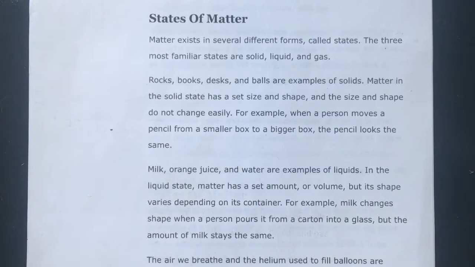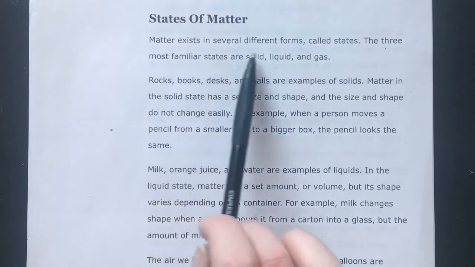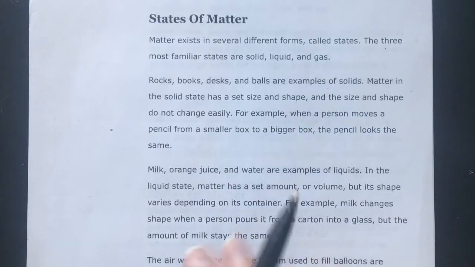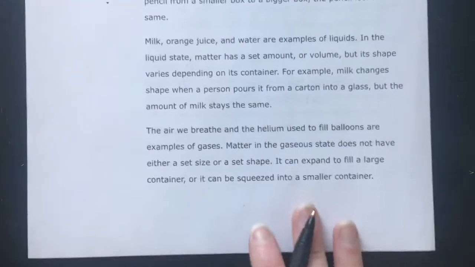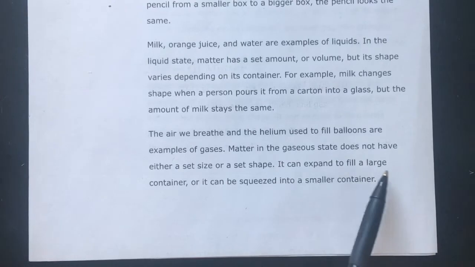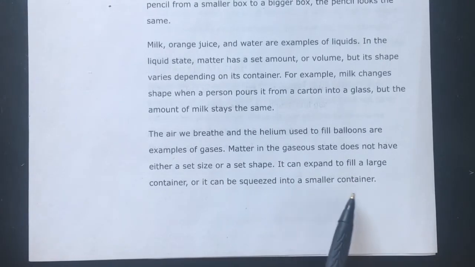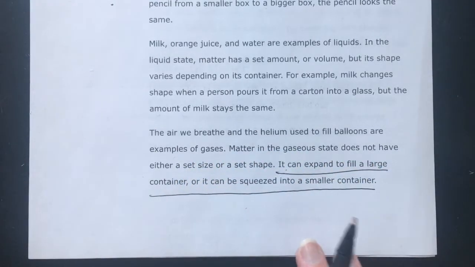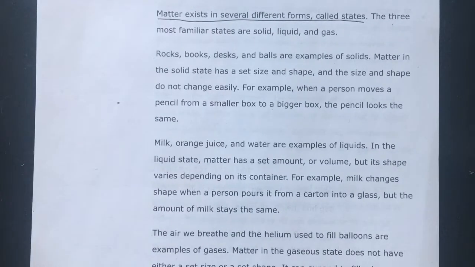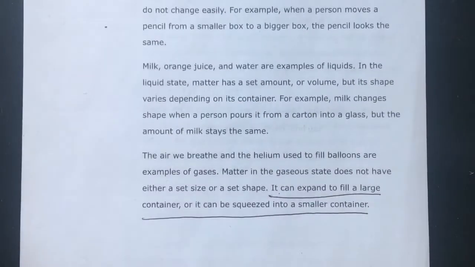So let's read the first and last sentences. Matter exists in several forms called states. That's the first sentence, and you should have that underlined. Last sentence: it can expand to fill a large container or it can be squeezed into a smaller container. You should have that underlined too. Now, I'll give you 10 seconds to skim the text. Skim your text really quick. Okay, and let's move on to the second page.